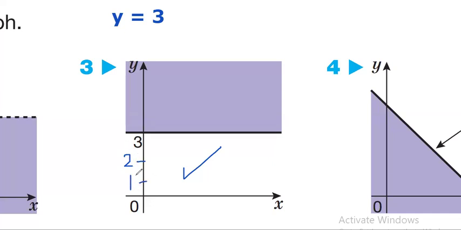Both of them, 1 or 2, are what? They are smaller than 3. And at the same time, you can see that the region is under the line. We said under means smaller. This means that y will be smaller than d.